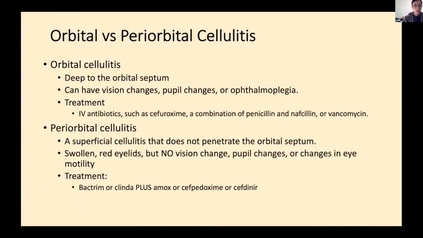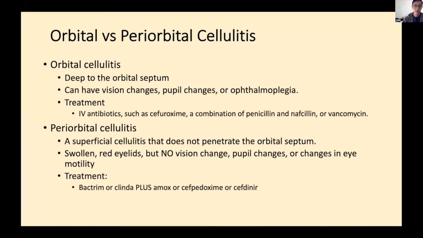Okay, so orbital versus periorbital cellulitis. So our patient has orbital cellulitis, which is an infection deep to the orbital septum, which involves the fat and the muscles of the eyes. Typically, you'll have vision changes, pupil changes, or ophthalmoplegia.